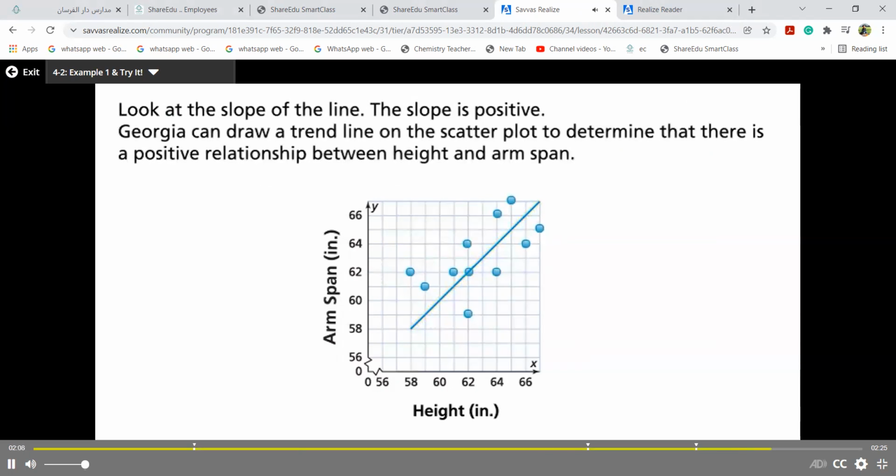Georgia can draw a trend line on the scatter plot to determine that there is a positive relationship between height and arm span. As height increases, arm span tends to increase as well. This is one way to describe the relationship between two variables.